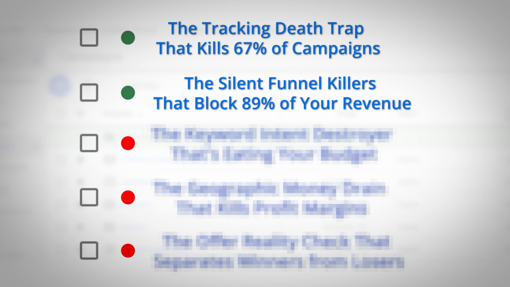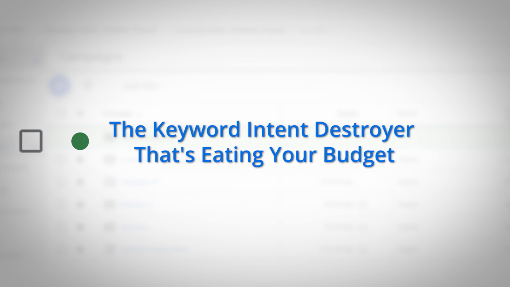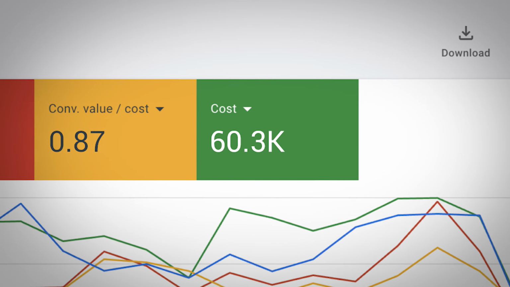Now, for number 3, the technique I'm about to show you catches the most expensive mistake in Google Ads. Trust me. This is where your ad budget literally goes down the drain. That's when your keywords are attracting window shoppers instead of actual buyers. You're essentially paying premium prices for worthless traffic.